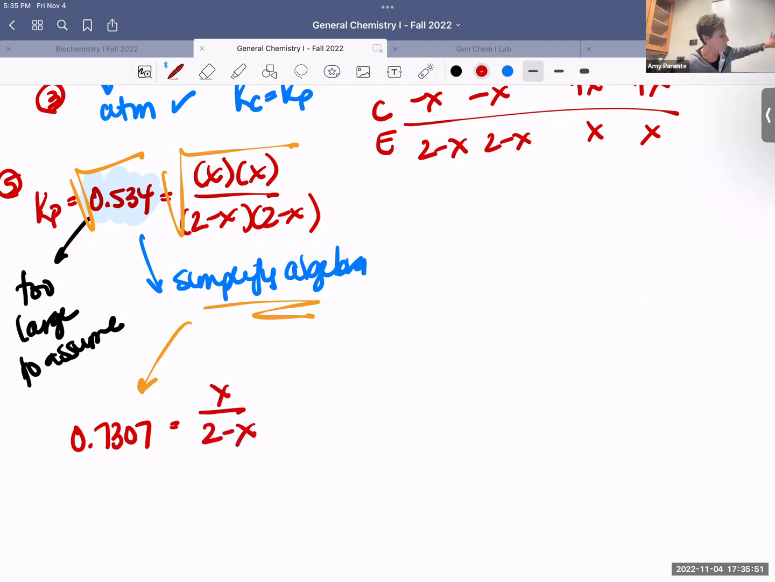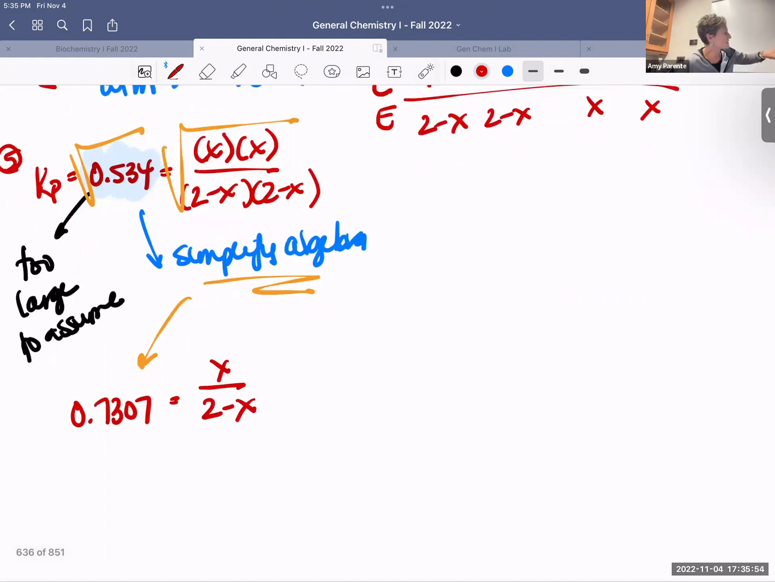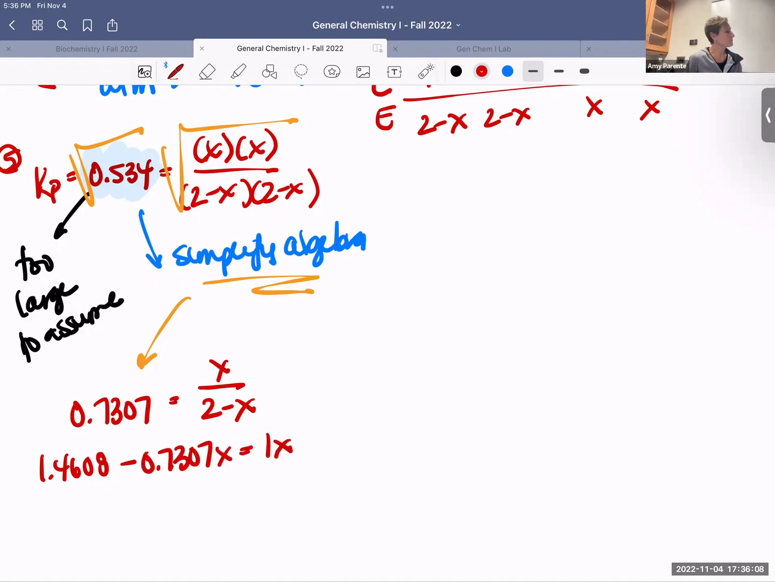Okay. Again, just walking through because I have it here. When you're solving this, how to solve this is you're going to multiply both sides by 2 minus x. So I'm going to get 1.4608 minus 0.7307x equals 1x. And so I'm going to combine my x terms. So I'm going to add 0.7307x to both sides. So I'm going to have 1.4608 equals 1.7307x. I divide both sides by 1.7307 and I get 0.844 equals x. So that was my 5th step, was solving for x.